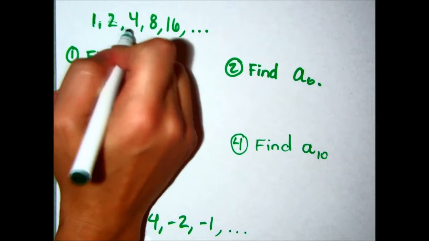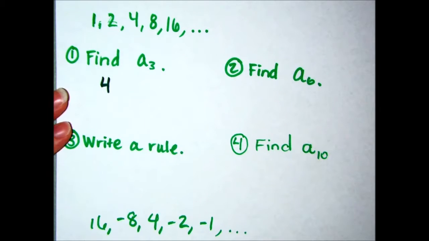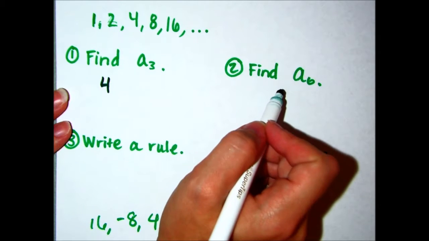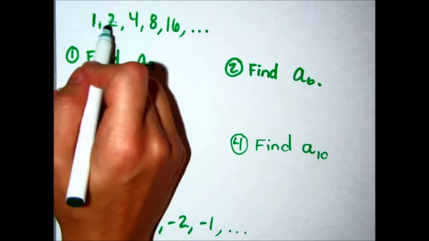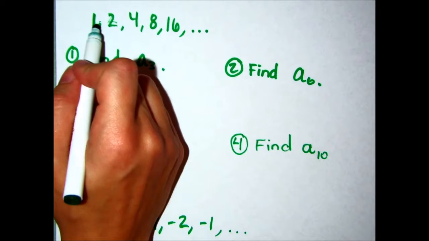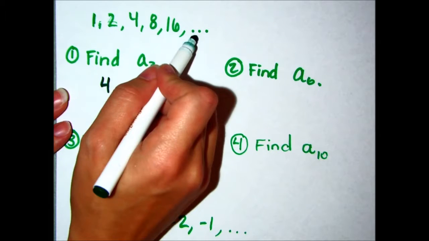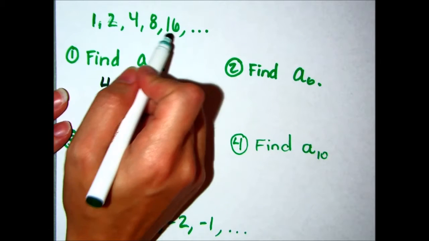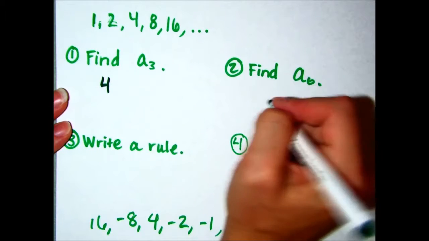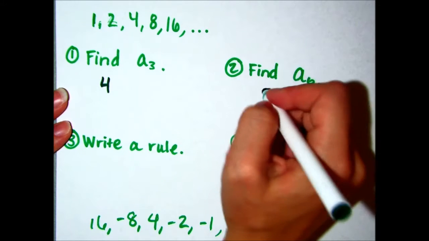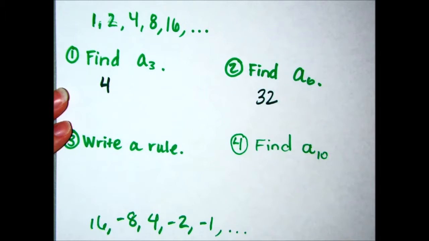Well, that's 1, 2, 3, so term 3 is going to be 4. So very similar to what we did yesterday. Then number 2 says find A6, so you could look at the pattern to predict what it is. So if we're multiplying by 2 each time, this is the first, second, third, fourth, fifth, so the sixth term is the one right after this. So if you take that common ratio and multiply it times 16, 16 times 2 would be 32.